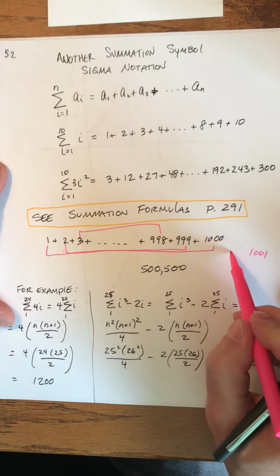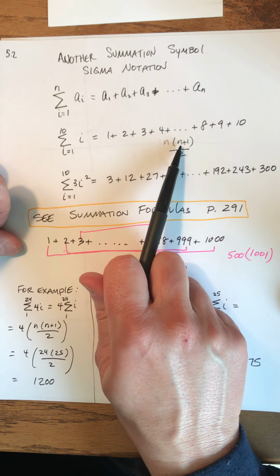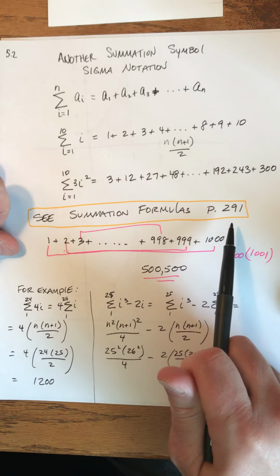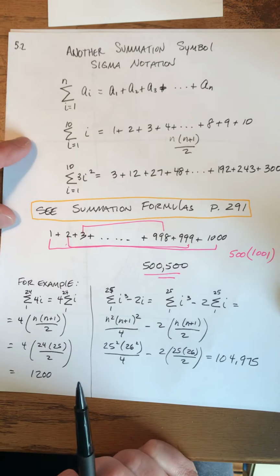This brings us to our formulas. One of the formulas for adding this up here is going to be n times n plus 1 divided by 2. And if you think about it, if n was 1,000 in this case, we're going to get 1,000 times 1,001 divided by 2. That's where the 500 comes from, and that gets us the sum. On page 291, there are 4 or 5 of these formulas that were figured out over the years.